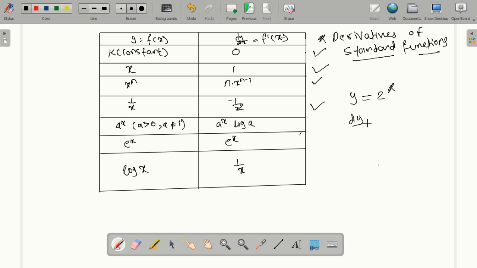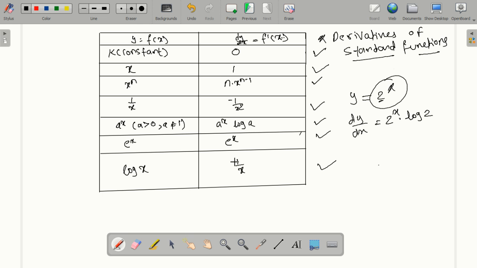So y is equal to 2 raised to x. Then dy by dx is given as a raised to x into log a. In this case, a is equal to 2. So 2 raised to x into log 2, right? So this is what the a raised to x form looks like. Also, the derivative of e raised to x is e raised to x. So this is quite simple, right? Also, the derivative of log x is 1 upon x, right?